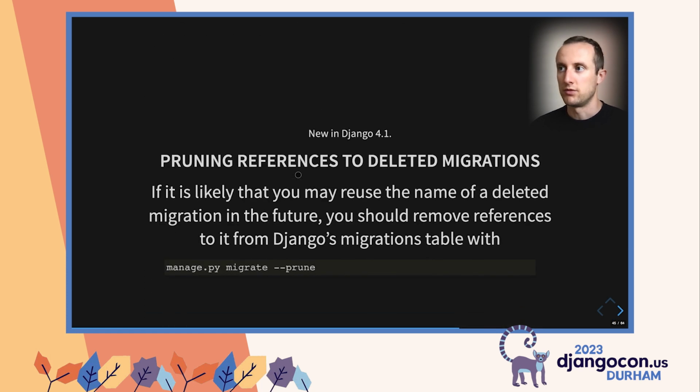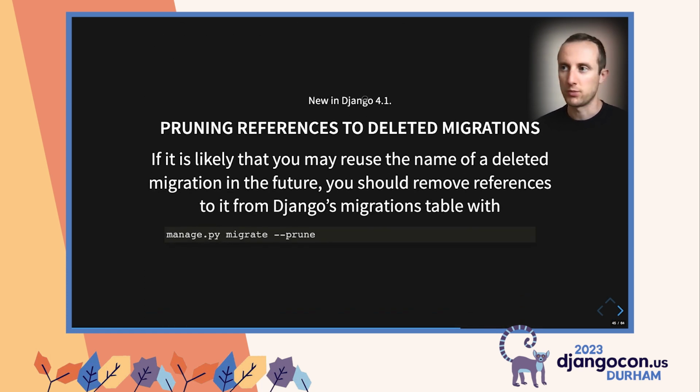Oh, in Django, starting from Django 4.1, you can use also manage.py migrate --prune in order to prune references to deleted migrations. Only if you want or if you think you want to reuse the name of a deleted migration in the future. So this will remove references in the django_migrations table.